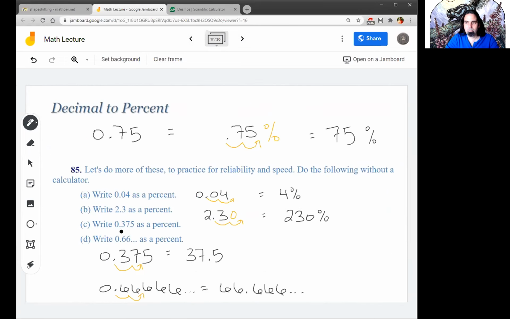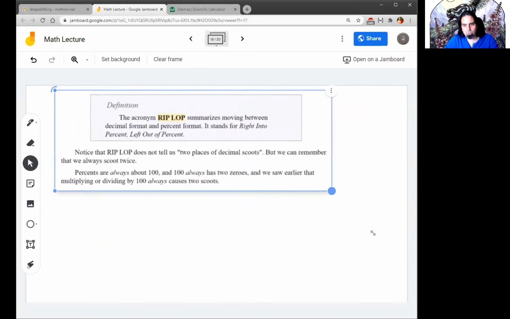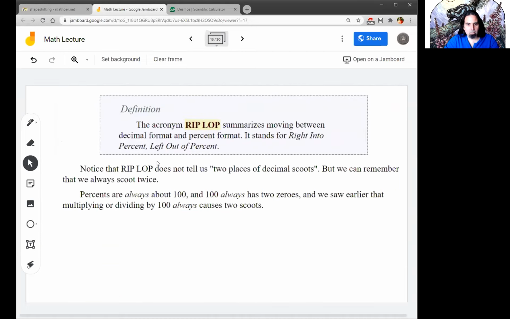Decimal scoots are easy. We need a shortcut or a memory device. So here we go. The acronym RIPLOP reminds us what we just did. It stands for right into percent, left out of percent.